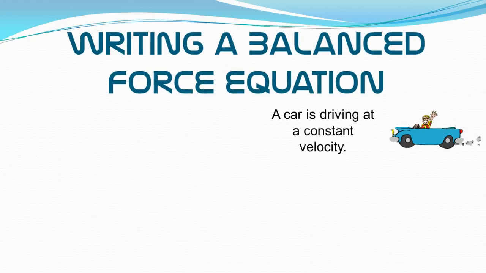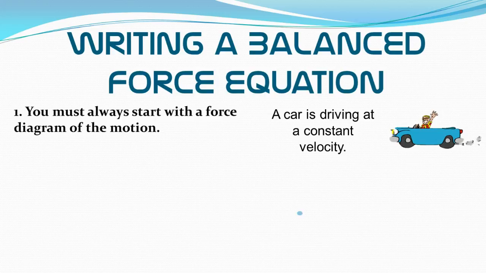Let's look at the example of a car driving at a constant velocity. I'm going to start with a force diagram. There's my car. I'm representing it as a dot. Gravity's pulling down, F sub G. It's not accelerating up or down, so I assume vertically it's balanced. It's on a surface, driving on a road, so it's F sub N. The normal force is caused by a surface.